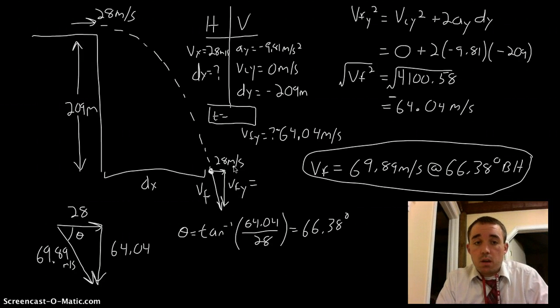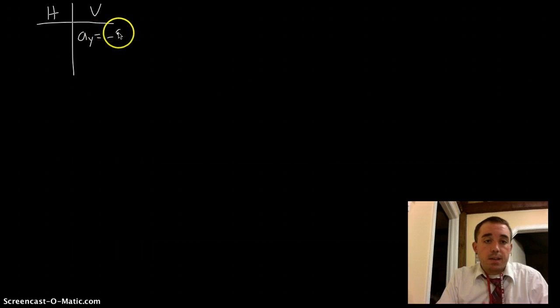So remember this, you can pause it, write down any of the information. I'm going to have to redraw the H and V, but we'll get to that. So we're trying to find now our dx, horizontal, vertical. AY is negative 9.81 meters per second squared, VIY is 0 meters per second.